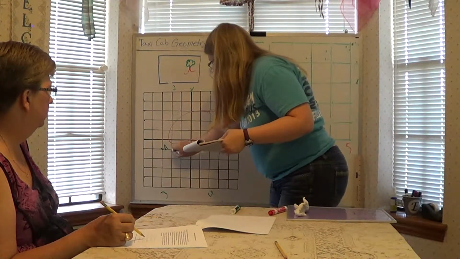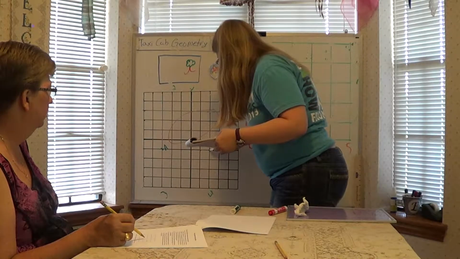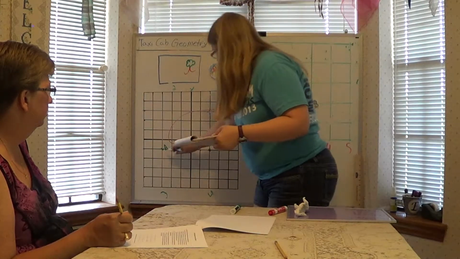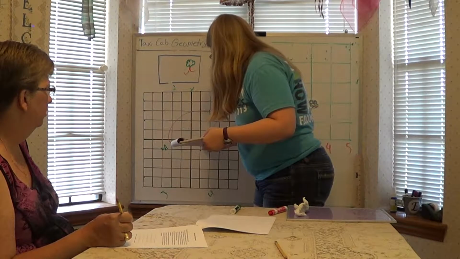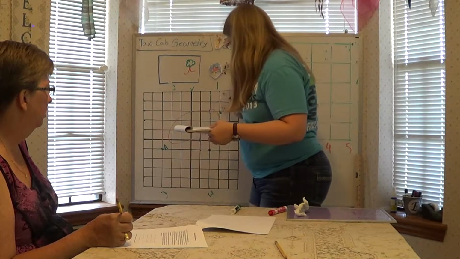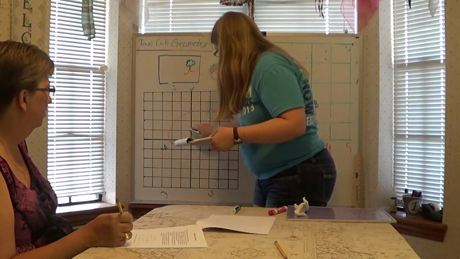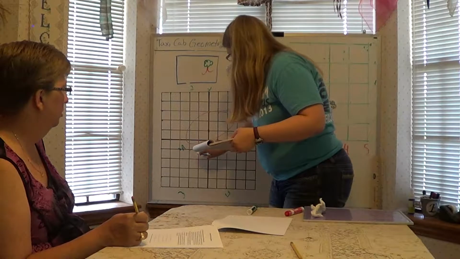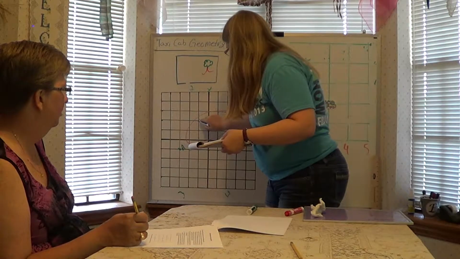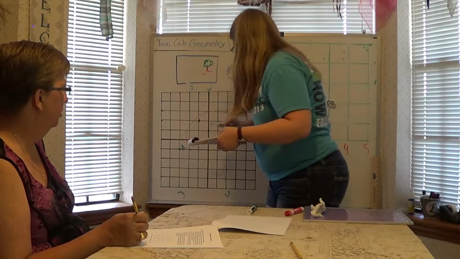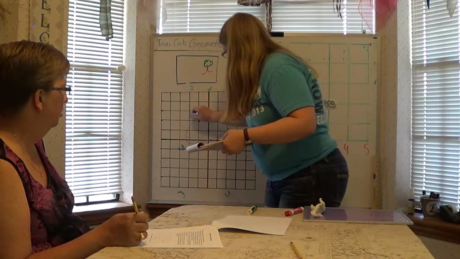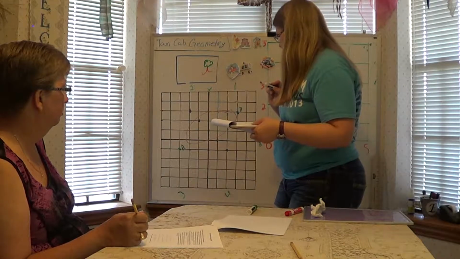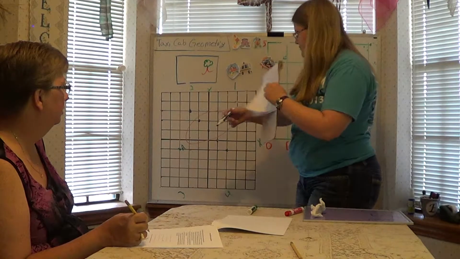So we could go 1, 2, 3, 4, 5. 1, 2, 3, 4, 5. That one's still halfway, right? Or we could go 1, 2, 3, 4, 5, and 1, 2, 3, 4, 5. Or another path, and another. Right? Okay.